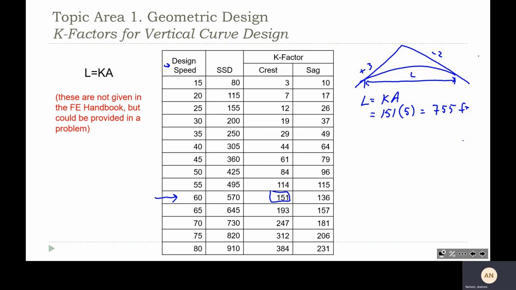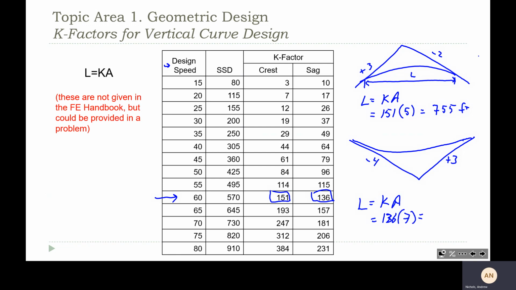And if it's a sag curve, recall that there was different criteria for the sag curve. If we had -4 and +3, this L equals KA. We now have a different value of K since it's a sag curve. That's going to be 136, and then our algebraic difference in our grades is going to be 7. And that would give you 2. Yeah, I'm not going to try to do that in my head. 952. Thank you.